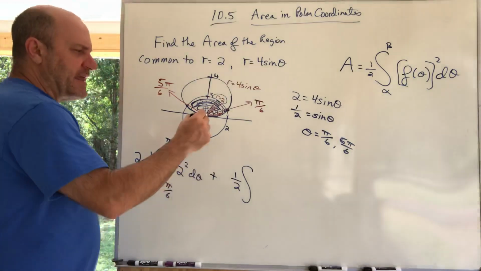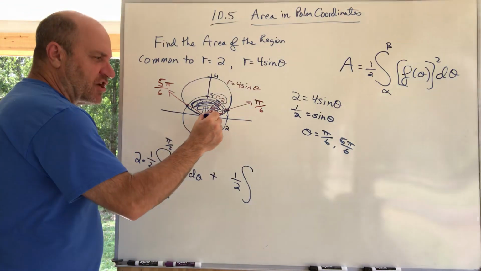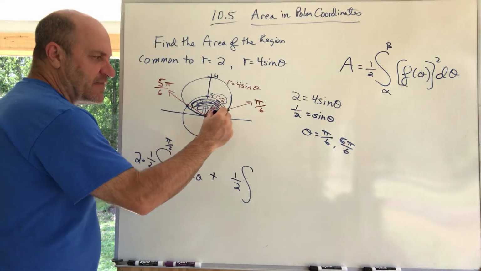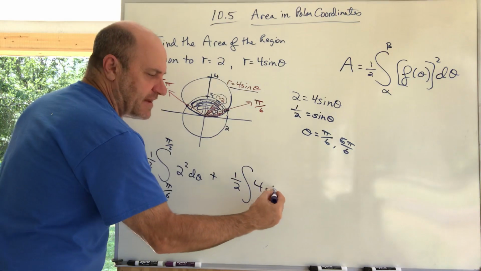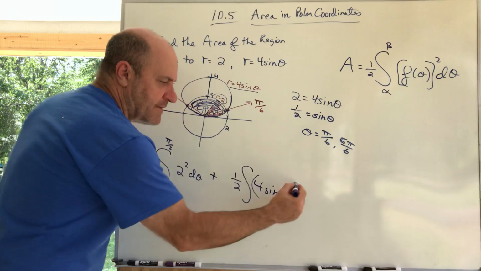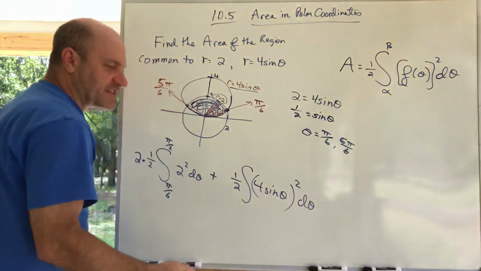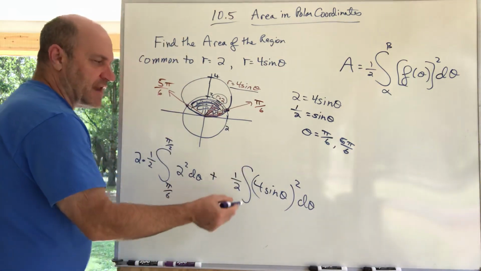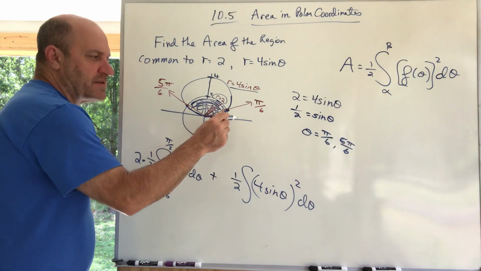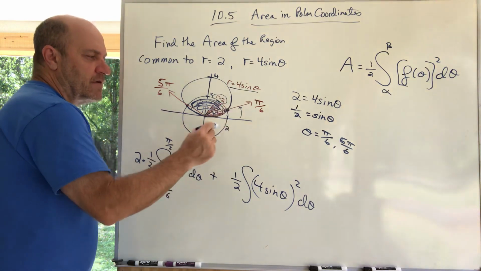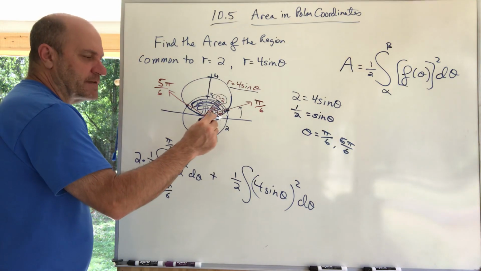1/2. My little sector's going to go out, and it's going to hit this little sliver, which is this function, r equals 4 sine theta. I got to square it. And then I just need the bounds. Usually the bounds are kind of the tricky part. For this little sliver, I think I'll go from 0 to pi over 6.